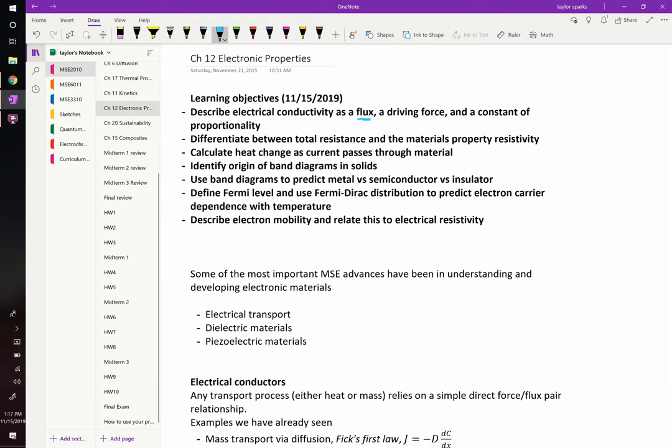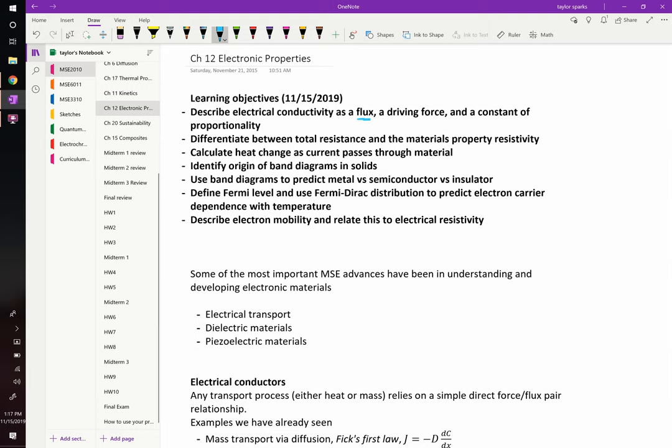We're going to differentiate between the total resistance, which is the resistance value that you read off of a box when you buy resistors, and the material property, which is electrical resistivity, right? That's a fundamental material property. It doesn't depend on the geometry of your sample. So we'll talk about the difference there. We'll use geometry to switch between the two.